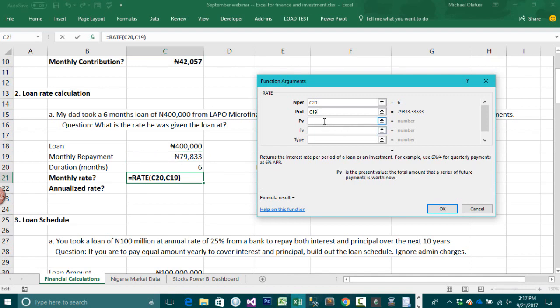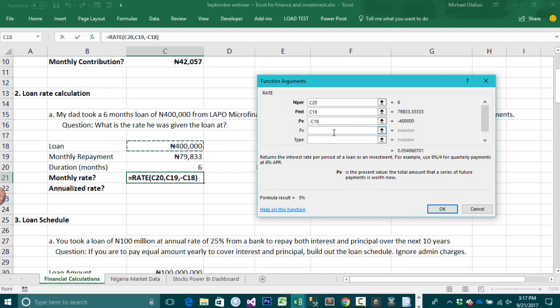And so what is the present value of the loan? How much was it that you requested? How much did they give to you? And then that is this. But remember what I said: you need to put a minus if you don't want to get the answer in a negative, right? So I'm going to put a minus before picking that.